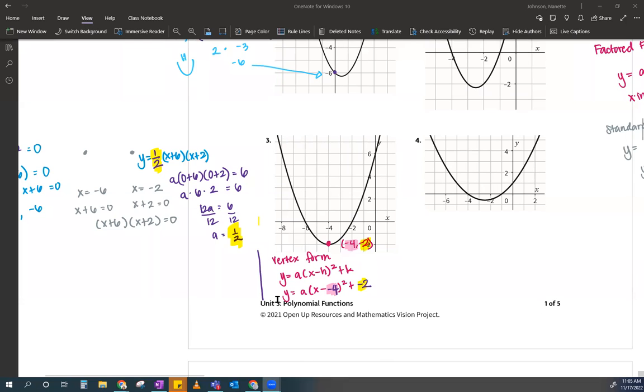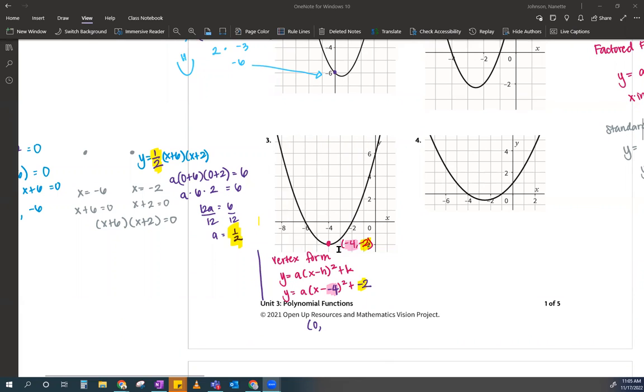Okay, so now that you're back, you can check this. What you're doing is plugging in a point, any point that you want. I wouldn't use the vertex because you've already used that point. You can use this x-intercept, but my favorite is to use the y-intercept because I'm going to plug in 0. So I'm going to plug in the point 0, 6, because it's 0 and 6, into this equation.